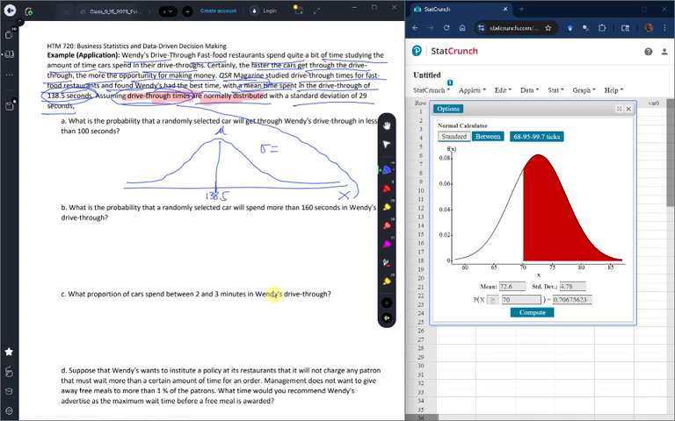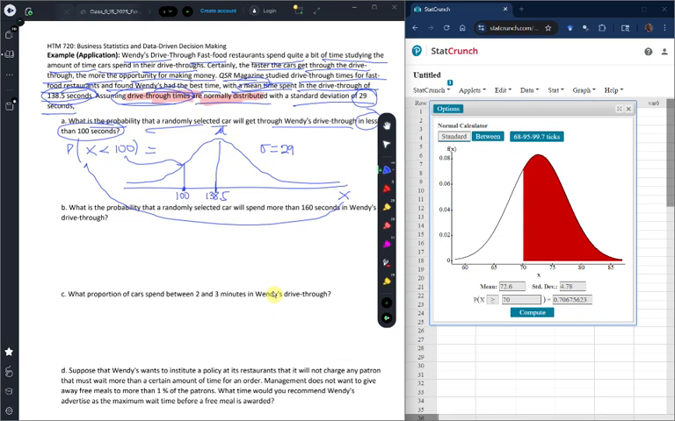And then the standard deviation is 29 seconds. And our interest is what is the probability that a randomly selected car will get through Wendy's drive-through time in less than 100 seconds. So we want the probability that X, the drive-through time, is less than 100 seconds. So I'll locate 100 on the horizontal axis, and I'm interested in the area below 100. So that'll be to the left of 100.